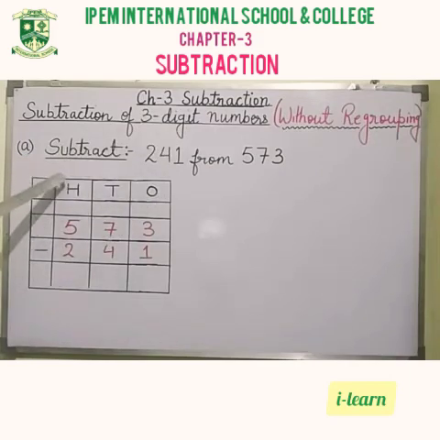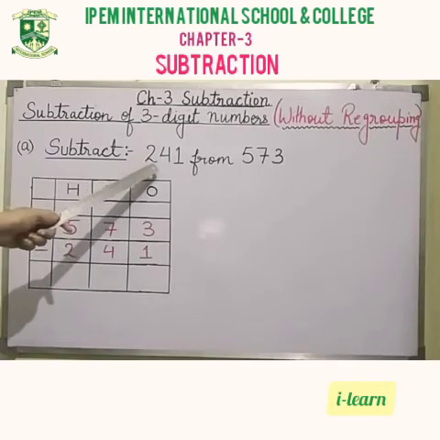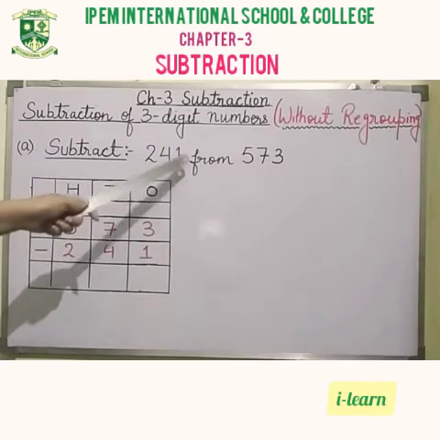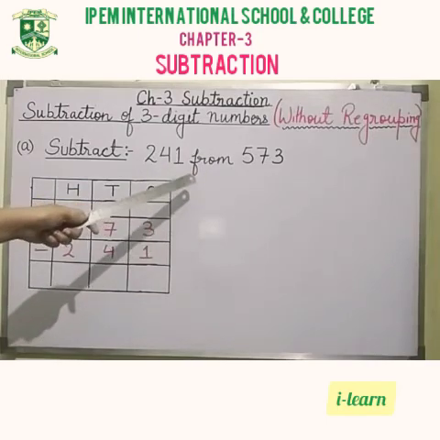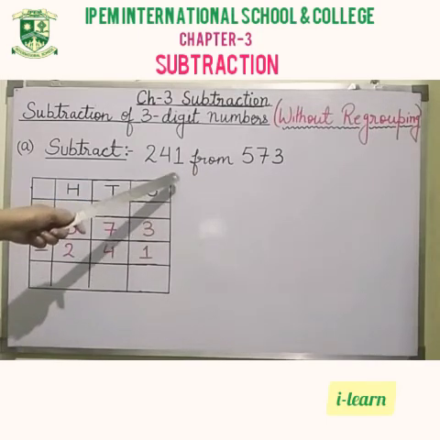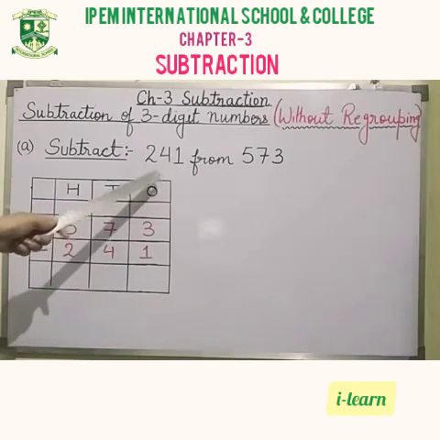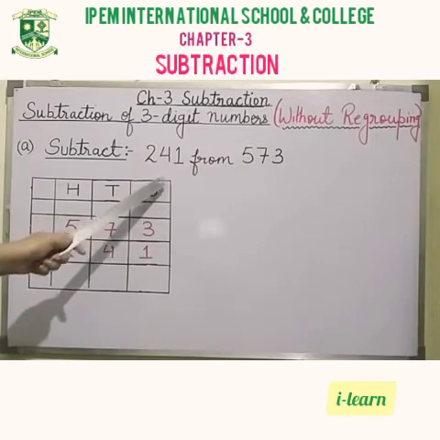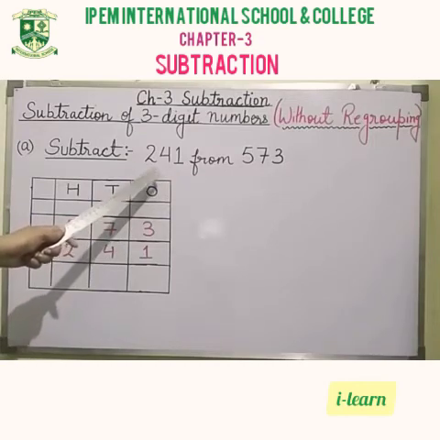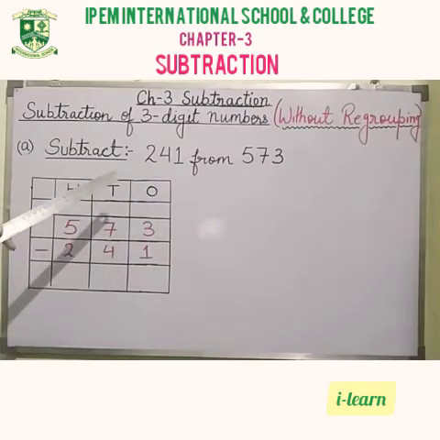See the first example over here. Here we have to subtract 241 from 573. Now first we will understand how we have to arrange these numbers in columns of ones, tens and hundreds. Why only ones, tens, hundreds? Because here both the numbers are of 3 digits. That is, its place value is up to hundreds.